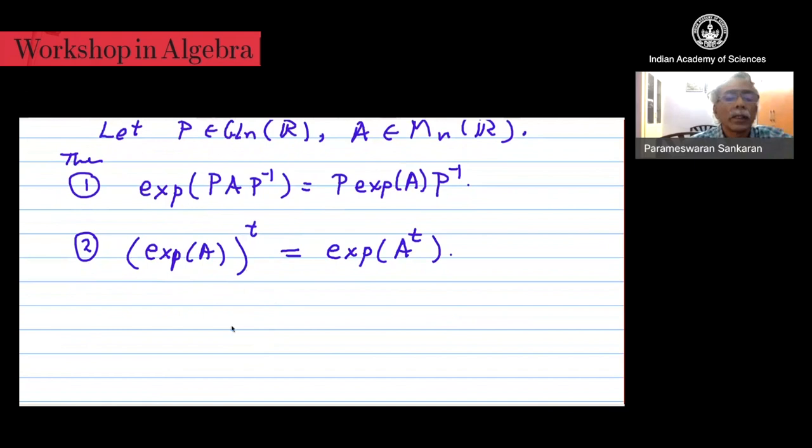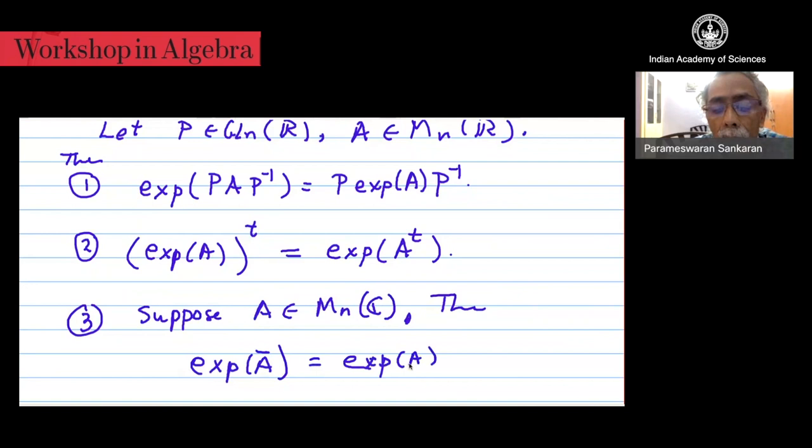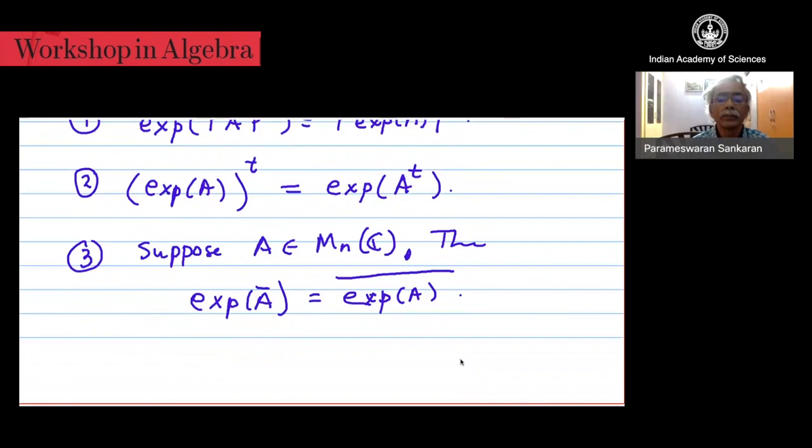But at the moment, maybe, yeah, so let me make one more statement. This is about, suppose complex numbers. So suppose A is in M_n(C). Then I can also talk about conjugation. Then exponential of A bar is exponential of A, whole bar. So bar is complex conjugation, yeah? Is that clear, I suppose? Yeah, maybe just one more statement, but maybe I'll talk more about this later.